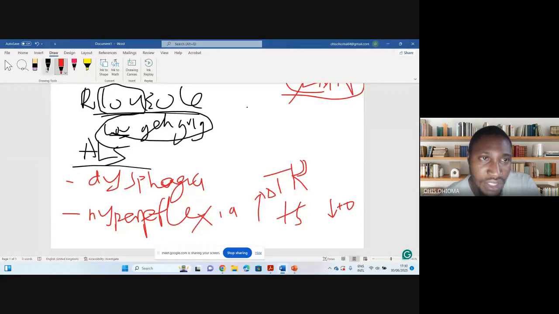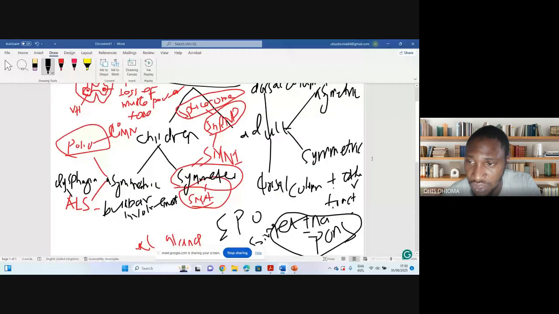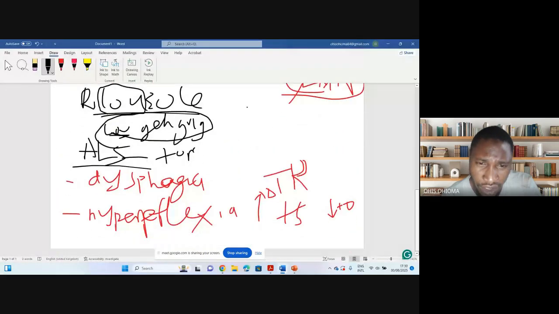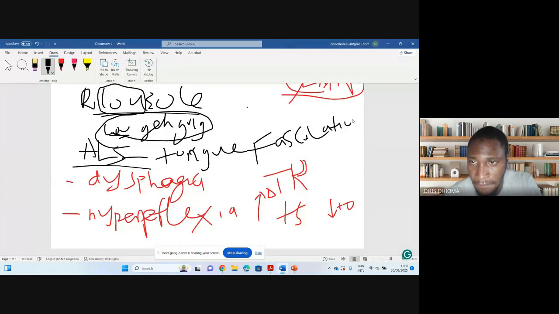Another thing that they do basically in ALS is that tongue fasciculation is also common here. It's also common in spinal muscular atrophy. It's common there as well. But you also see it in patients with ALS. I've seen a question in UWorld that a patient with ALS had tongue fasciculation. It's also very common here. So you guys should just know that for the exam, right?